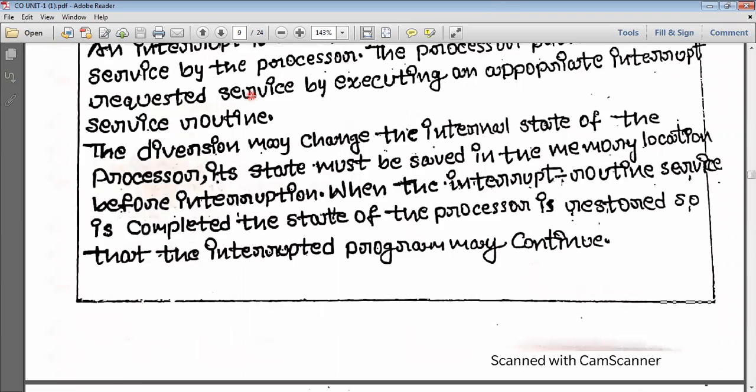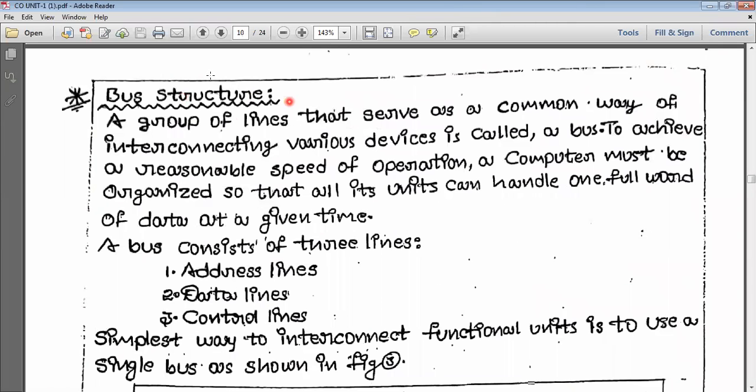So the next topic is bus structure. So what is meant by bus? That is some group of lines that is used to communicate between two devices. Bus is used to communicate between the two devices. Each line contains one bit of information. These are the important points.